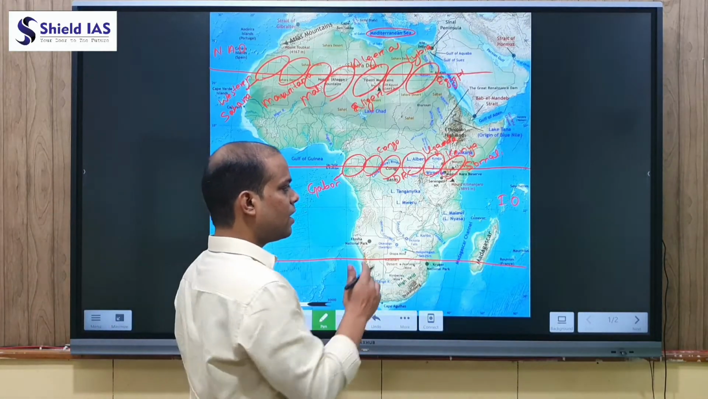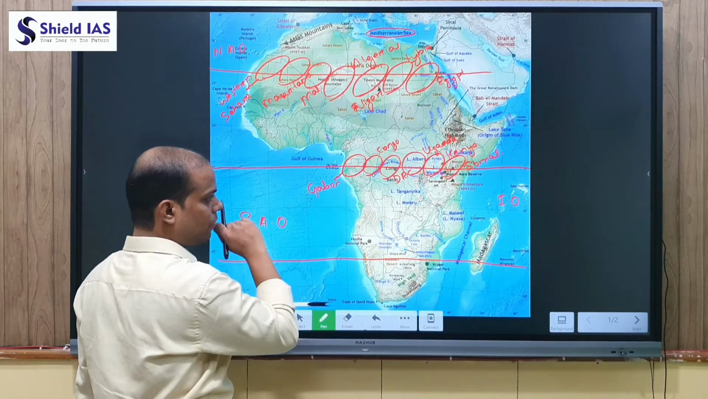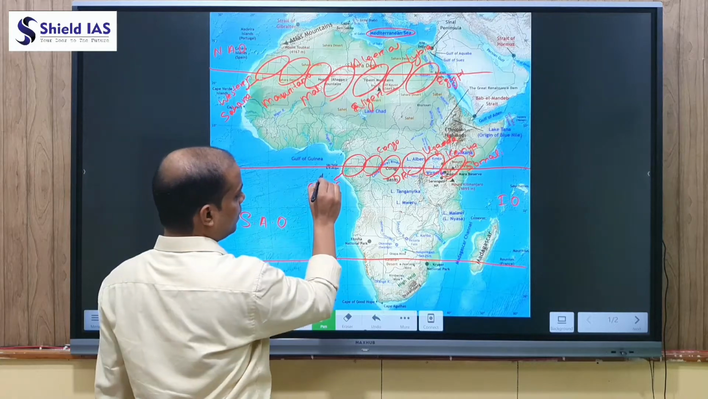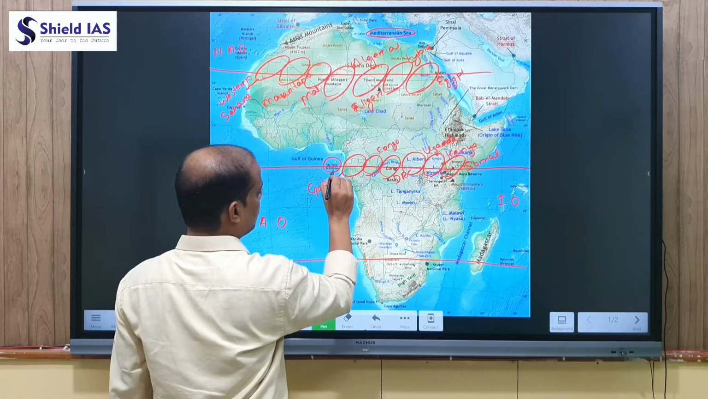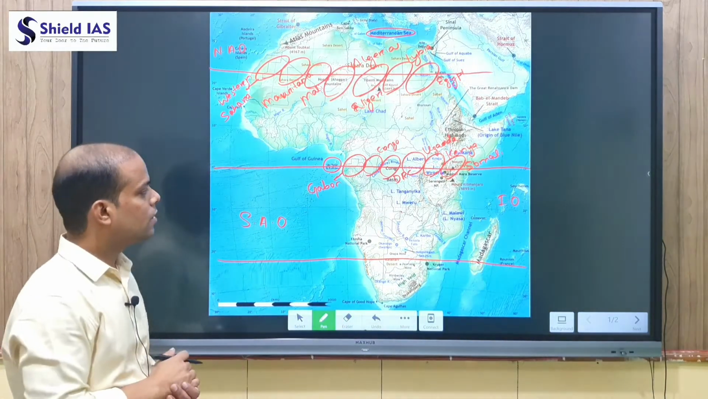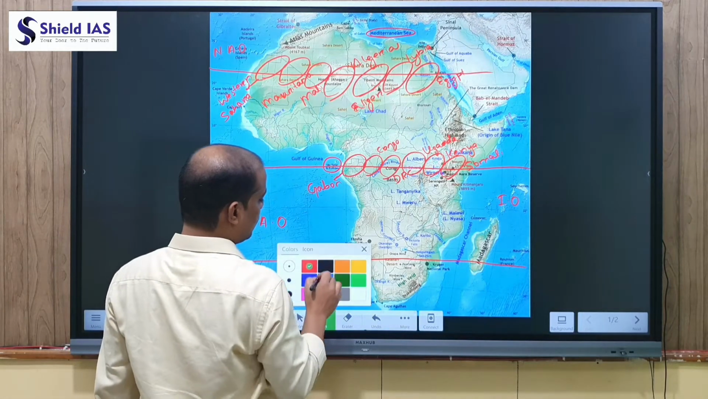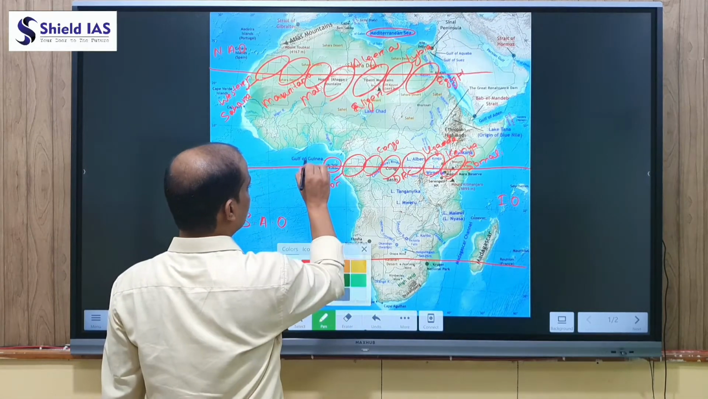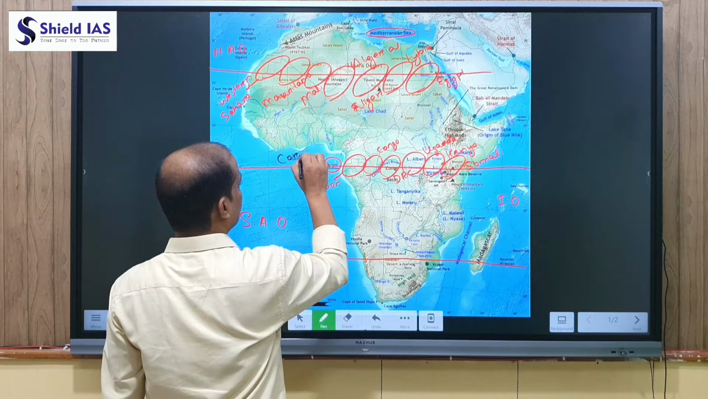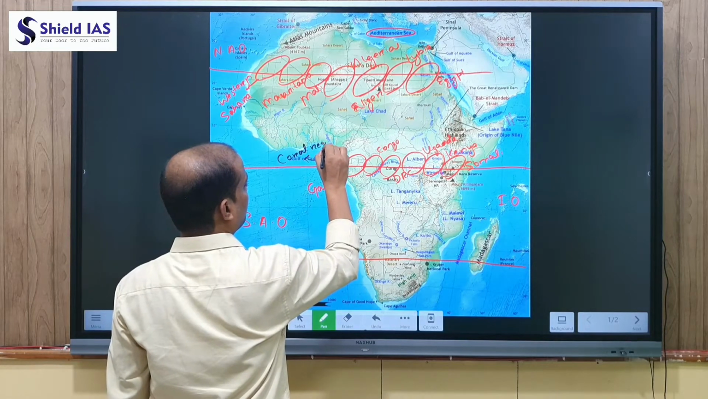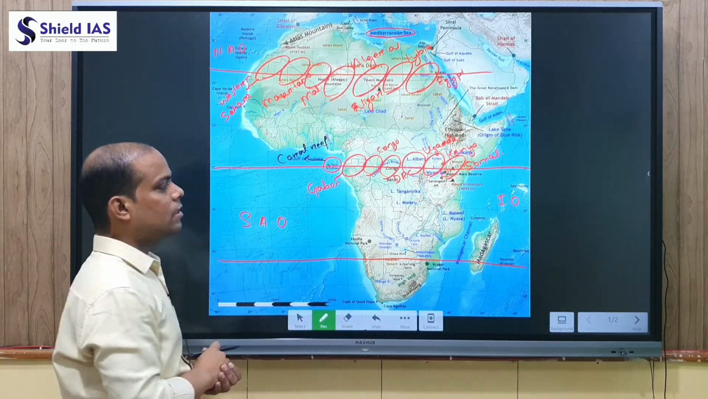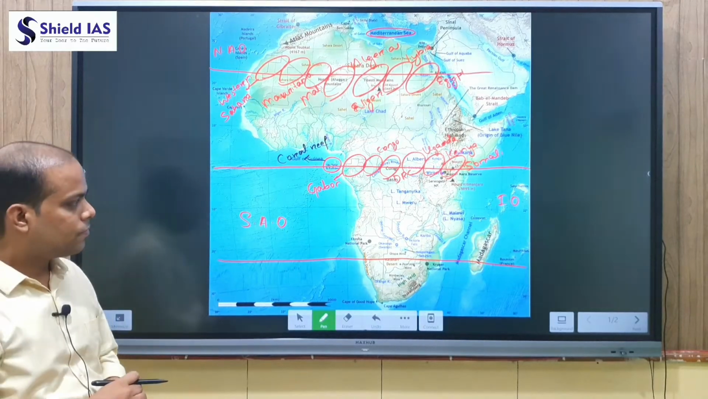Not only 6 countries, apart from these 6 countries, in the western part of the Africa continent there is a small island that is called Sao Tome and Principe. It is a small island which is made of coral reefs. So these are the countries which pass through the equator.